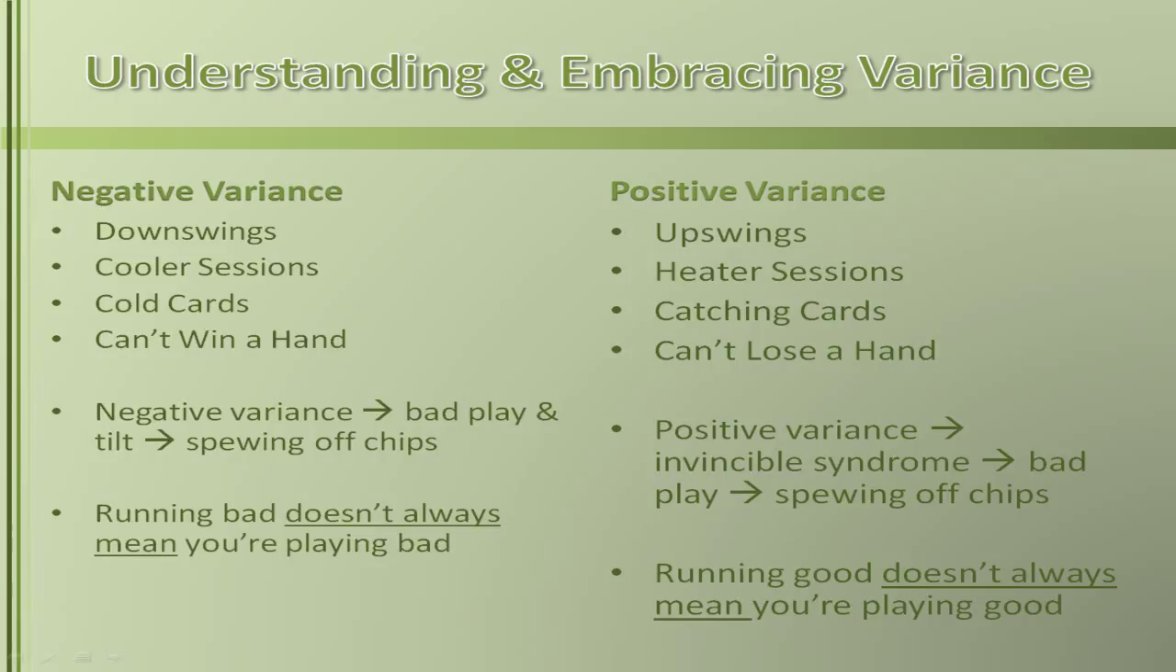Conversely, positive variance are those upswings, right? When you're having a heater session, when you're catching cards and you really can't lose a hand, you're catching pocket aces, pocket kings, pocket queens left and right. They're holding up a majority of the time. Whenever you have a flush draw or a straight draw, you're hitting it a majority of the time, and you're just really building up your stack of chips at the table, and you're doing really well. So that's the consequence of positive variance.